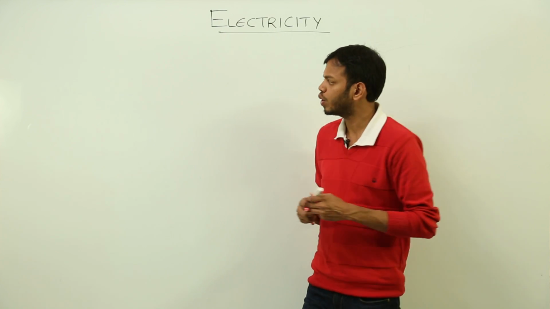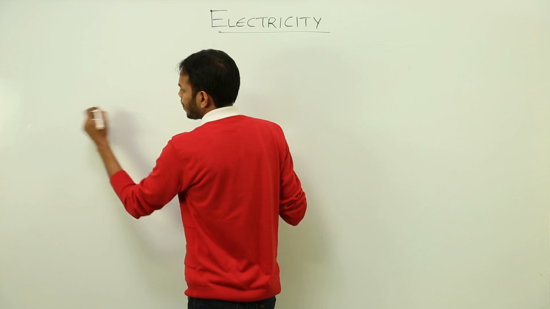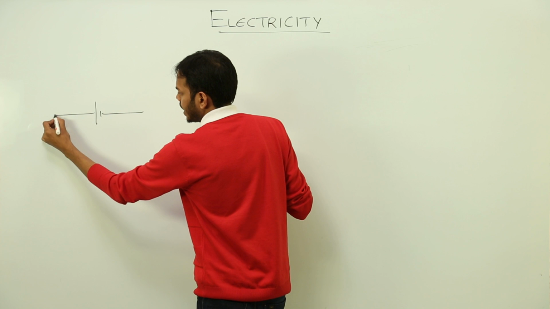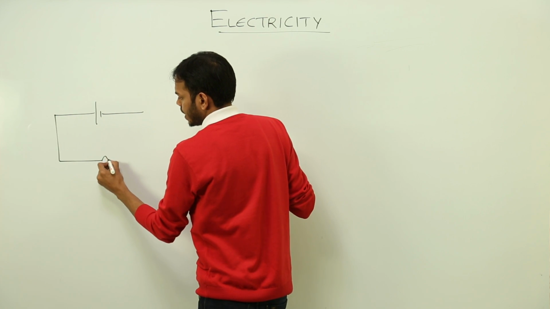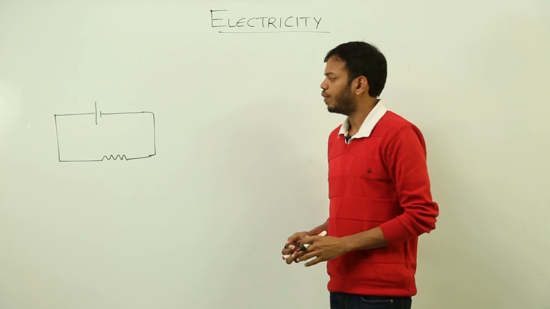So now we know how to construct a circuit diagram, right? So let me draw a very simple circuit diagram. I have a cell and I have a resistor, right? And I have joined them. Now there was this scientist.